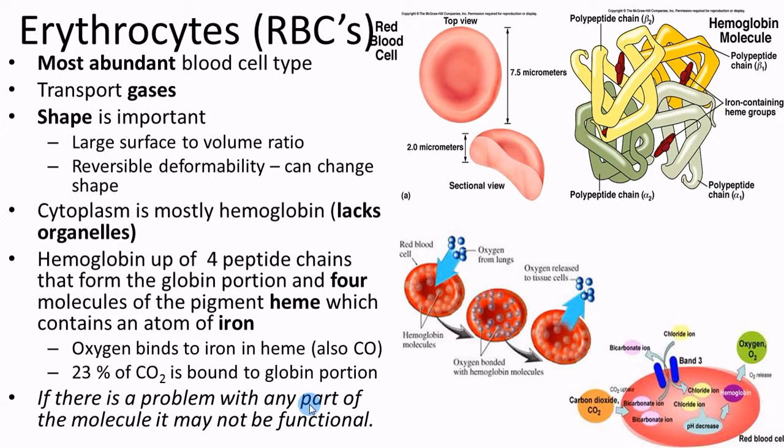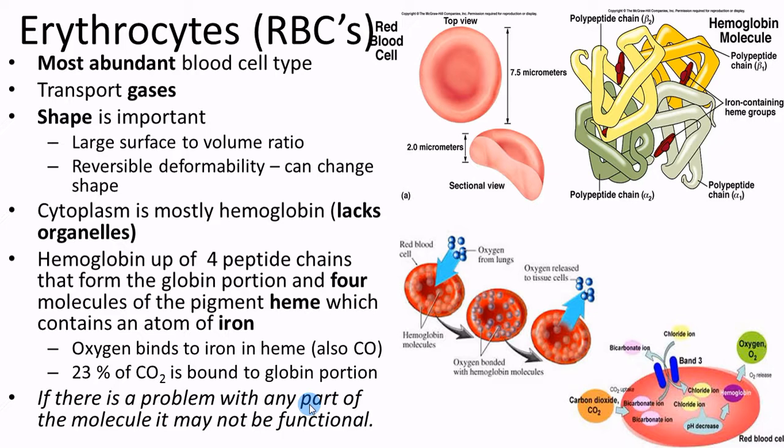Another purpose for that shape is that you increase the surface area. By having a biconcave surface, you have a bigger surface area, which increases the rate of diffusion. So you can diffuse things like oxygen and CO2 a lot faster. And I've already mentioned that red blood cells are just big sacks of hemoglobin. You've got about 250 million hemoglobin molecules in one red blood cell.